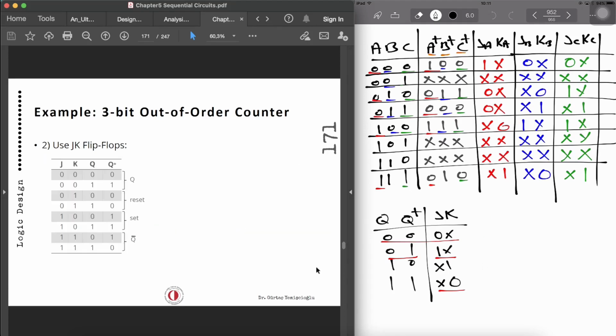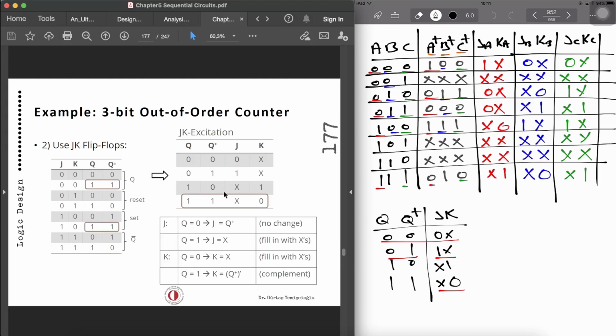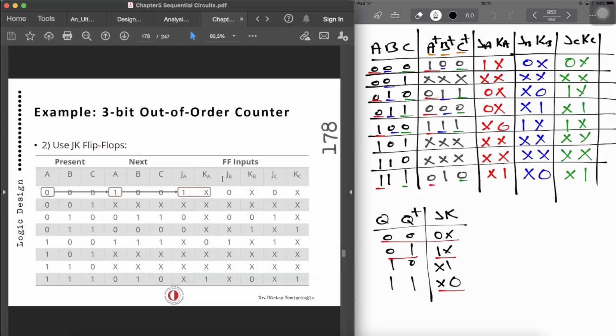Okay, so let's go to the slides as well. We are going to use JK as we already did over here. That's the characteristic table and the excitation table that we already derived from the characteristic table. You can easily see how the present and next states are changing and how they are affected by the inputs, or how the inputs are actually affected by these excitations. And we have got the excitation table.